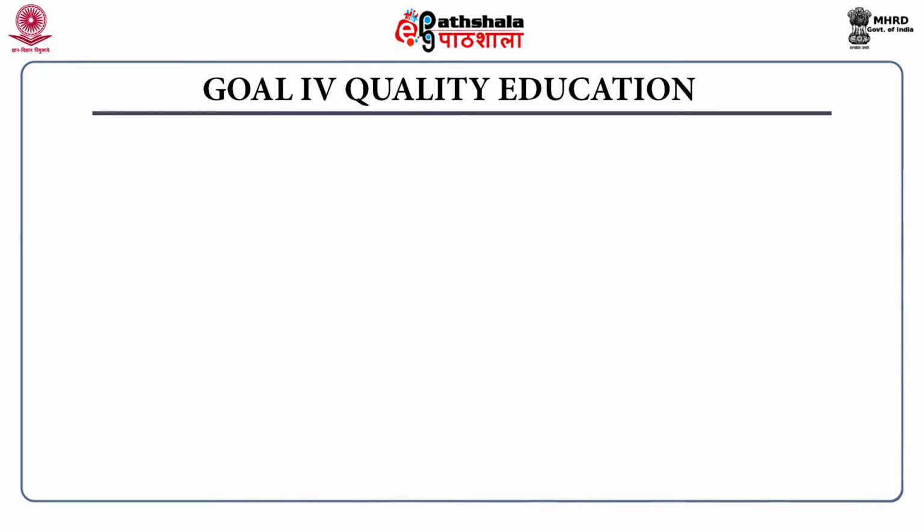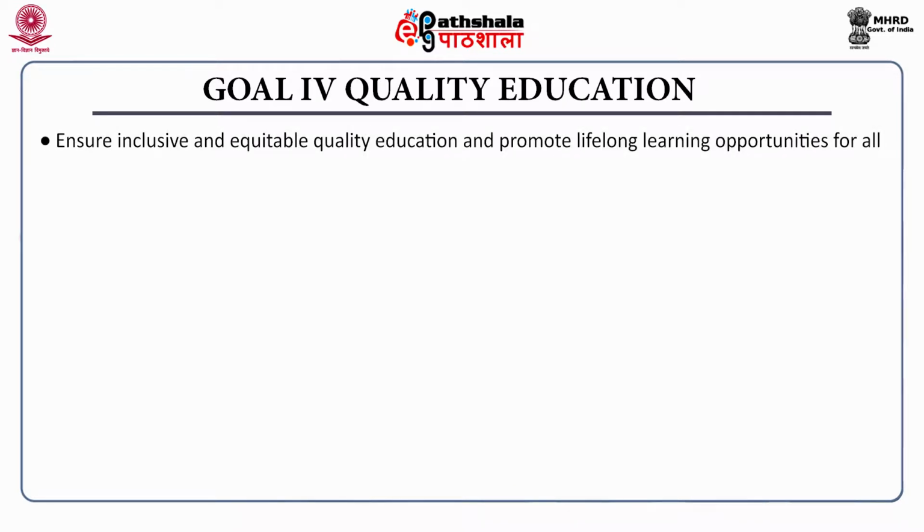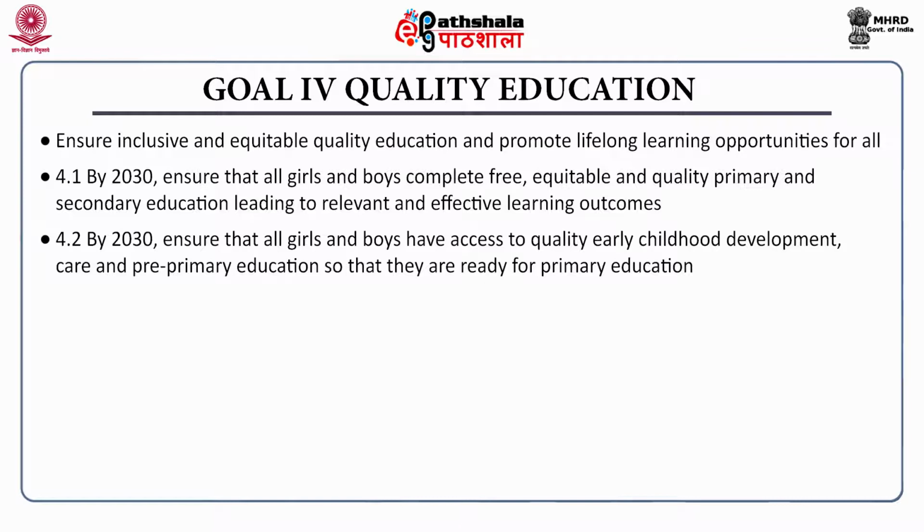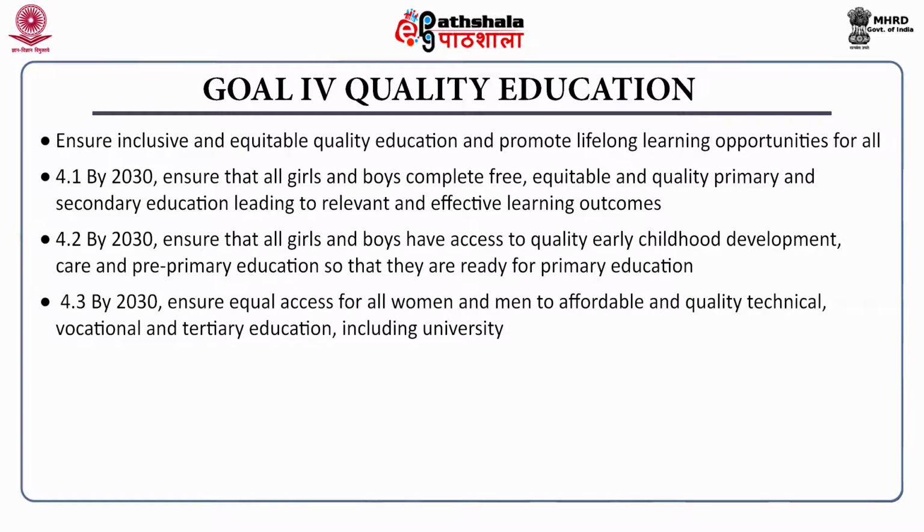Goal 4. Quality education. Ensure inclusive and equitable quality education and promote lifelong learning opportunities for all. The target is 2030. Ensure that all boys and girls get complete, free, equitable, quality primary and secondary education. Ensure that all boys and all girls have access to quality early childhood development care and primary education. Ensure equal access for all women and men to afford quality technical, vocational and tertiary education, including university level education.